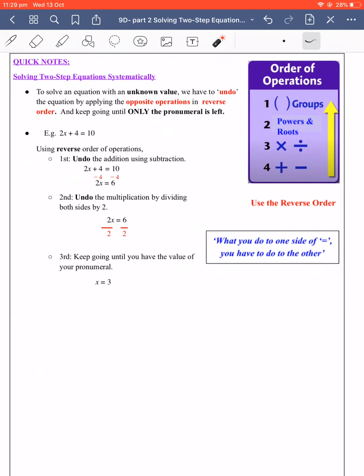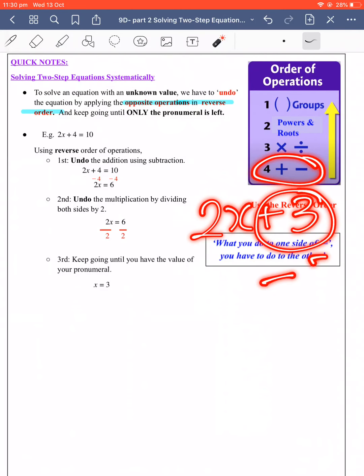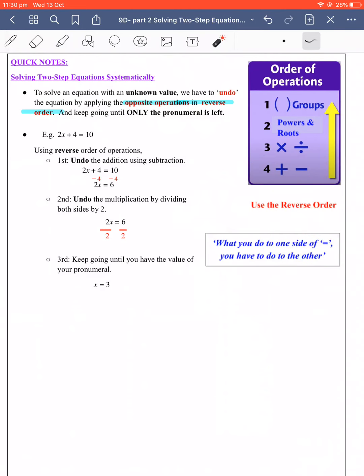So particularly for my class, when you are looking at solving two-step equations, again, we have an unknown value, which is usually a pronumeral, could be x, could be y, could be z, could be a. So we have to undo the equation, again, using those opposite operations in reverse order. So if you have a 2x plus 3, we want to get rid of this plus 3 first, and we do that by minusing 3 on both sides.